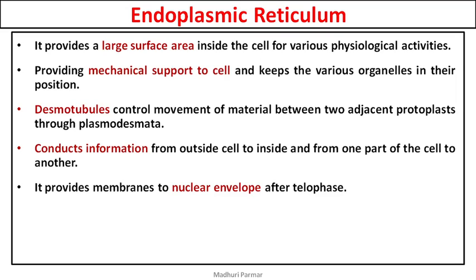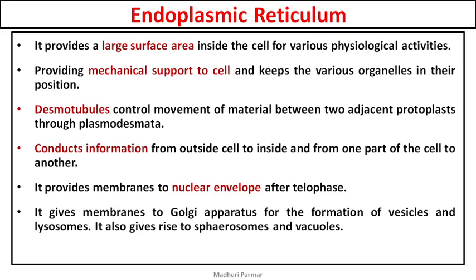It provides membranes to the nuclear envelope after telophase. So after telophase, obviously you require membrane to form around the DNA. So this nuclear envelope is actually synthesized or produced by endoplasmic reticulum. The endoplasmic reticulum membrane itself will be making the nuclear envelope. We shall see that in some ways, even Golgi complex helps in the process.